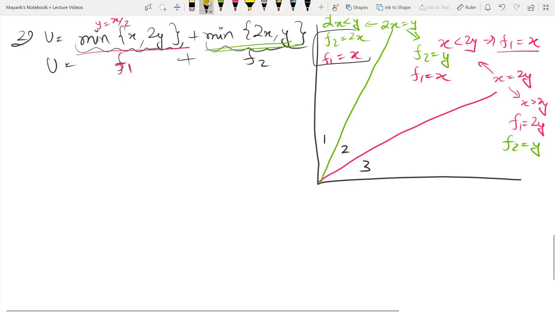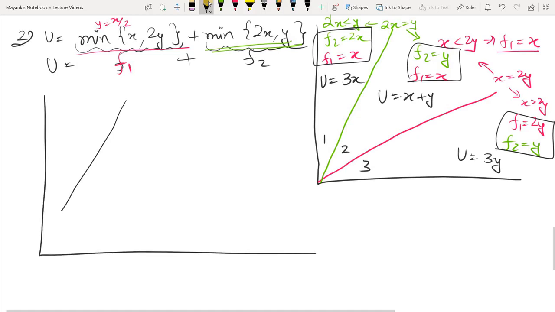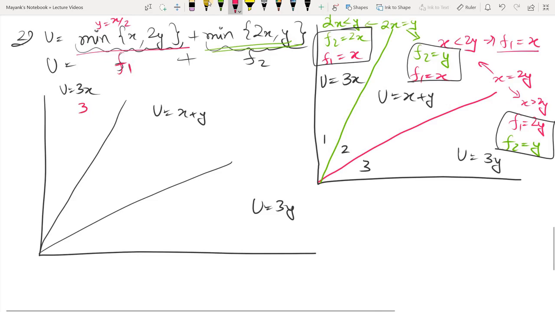So now you have your f1 and f2 in all the three regions, so you can write down your utility function. Utility equals just f1 plus f2, so it is 3x, utility equals x plus y, and utility equals 3y. Now that that part is sorted out, I'll just draw a larger picture. This is your y equals 2x line, this is y equals x by 2. Here you have utility equals 3x, here utility equals x plus y, and here utility equals 3y.